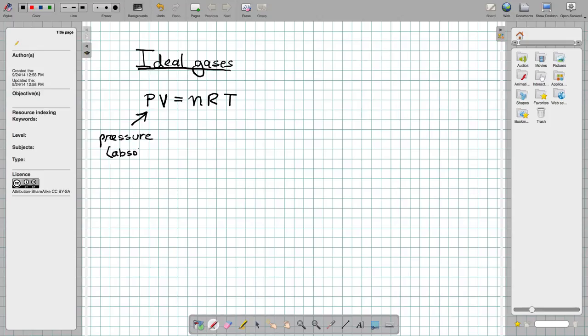which has to be reported in absolute pressure, the volume of the gas, the number of moles of the gas, and the temperature of the gas, which also has to be in an absolute temperature scale. So examples of absolute temperature scales are degrees Rankine and Kelvin.